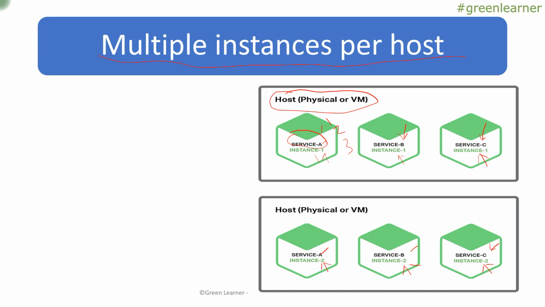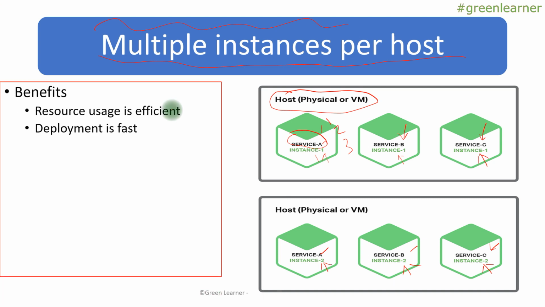This is the traditional way to deploy microservices, or I should say any application. To deploy any application, this has been the traditional approach: deploying multiple instances per host. There are certain advantages of this one. Let's summarize those. When we are doing deployment in this way, resource usage is very efficient, because in a single host we have multiple instances of multiple services deployed. So all the resources that we have on that host can be used efficiently, and deployment is very fast here.